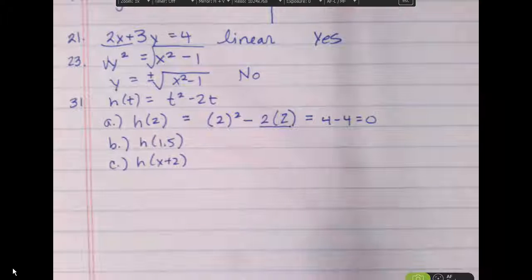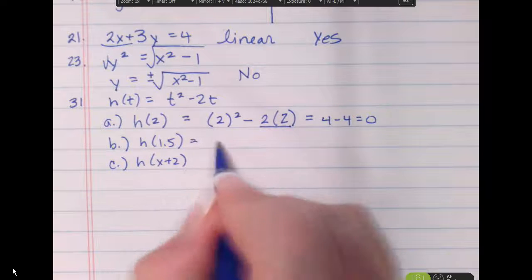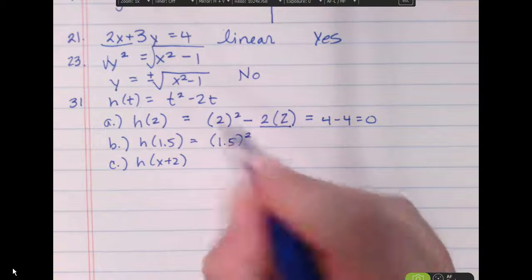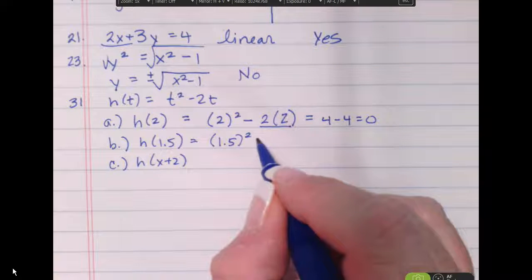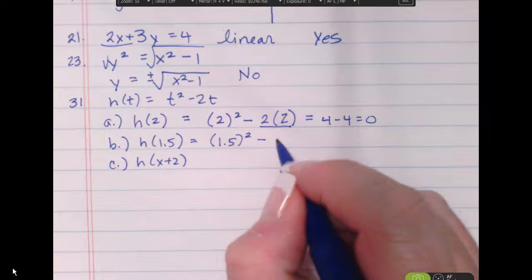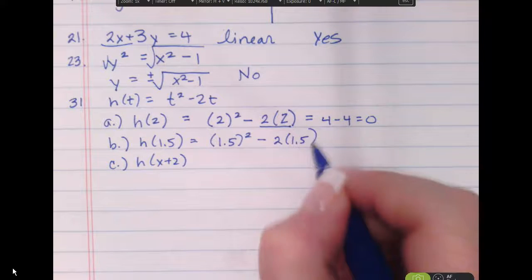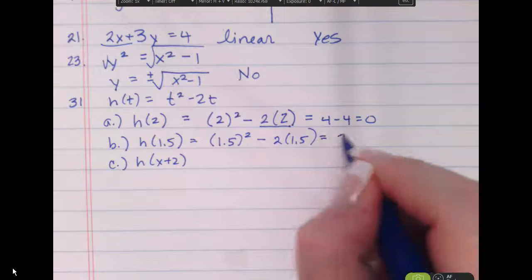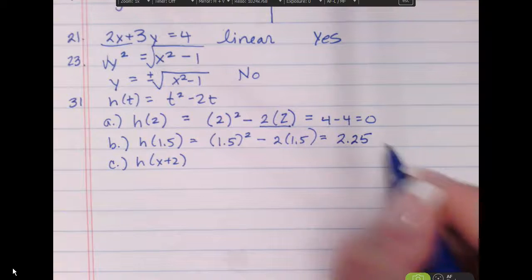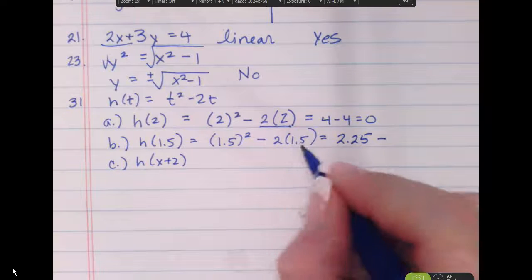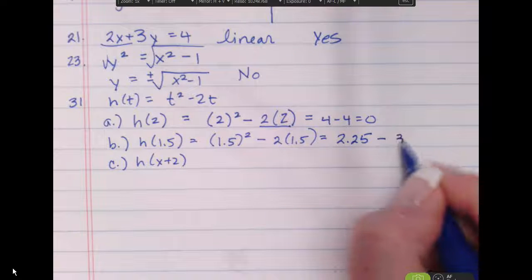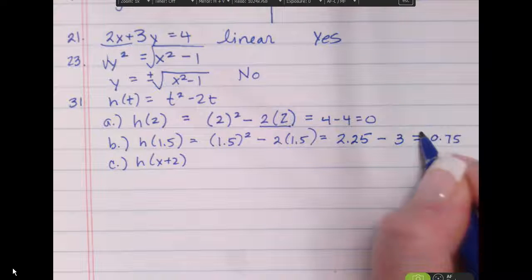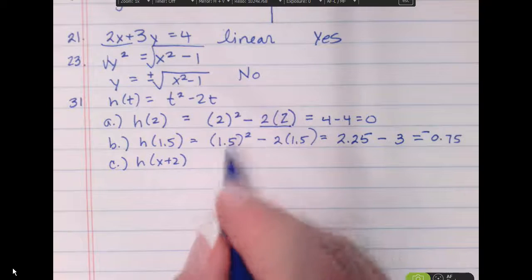When I substitute a 1.5, I'm going to do the same rule of substitution. I'm going to erase all of my t and replace it with the number inside of parentheses. And then I'm going to evaluate it using the order of operations. So 1.5 squared, do my exponents first, and then I have to do multiplication before subtraction. So now I may do the subtraction, and I get negative 0.75.